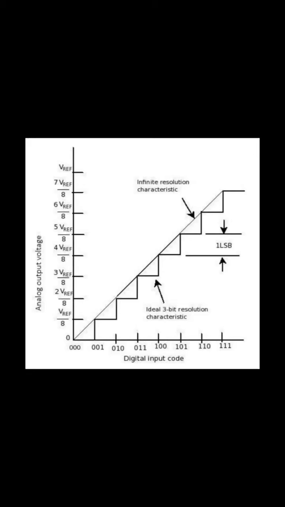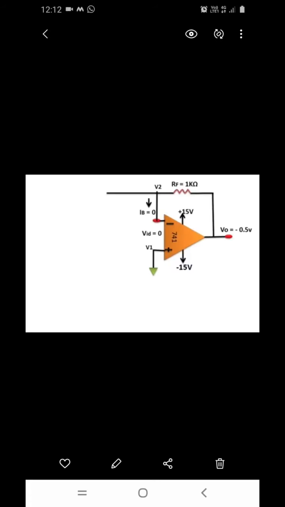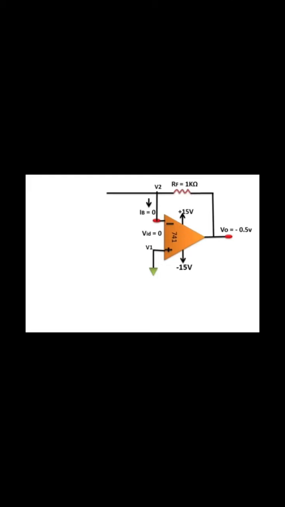This DAC can be constructed by using an op-amp as a summing amplifier. Mainly inverting summing amplifiers are used. So we have discussed the general DAC circuit. Now we will see DAC converters with binary weighted resistors.